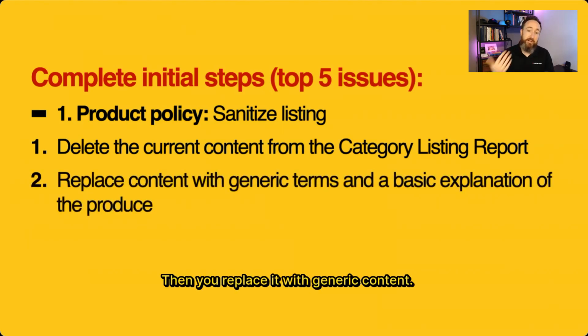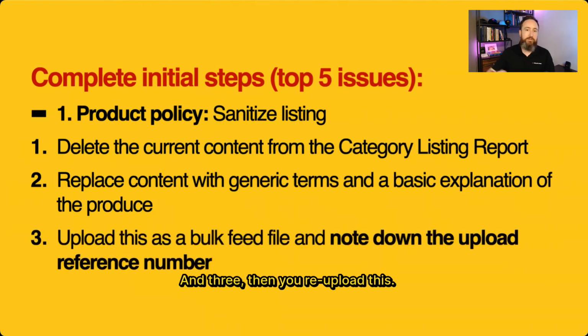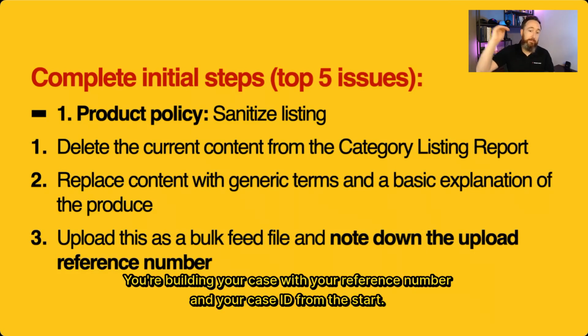Then you replace it with generic content. You say, this is a blue widget. Awesome. No mentioning brand names or anything like that. And 3, then you re-upload this. You upload it using Amazon's bulk file uploader, and you note down again the upload reference number, because you're getting this piece of data. You're building your case with your reference number and your case ID from when we started out.